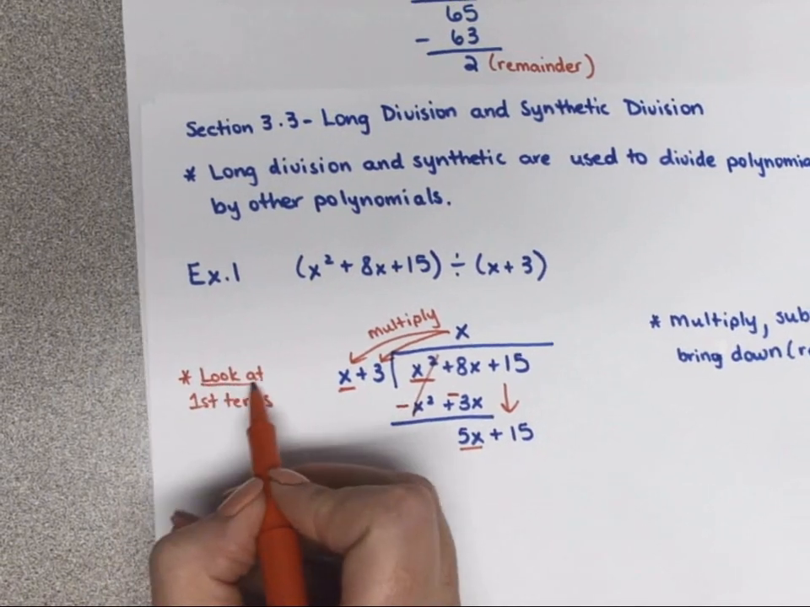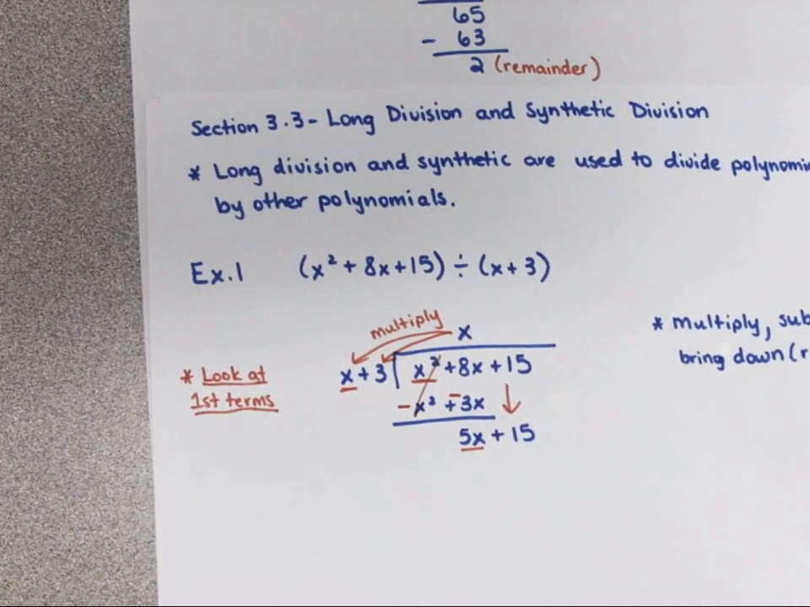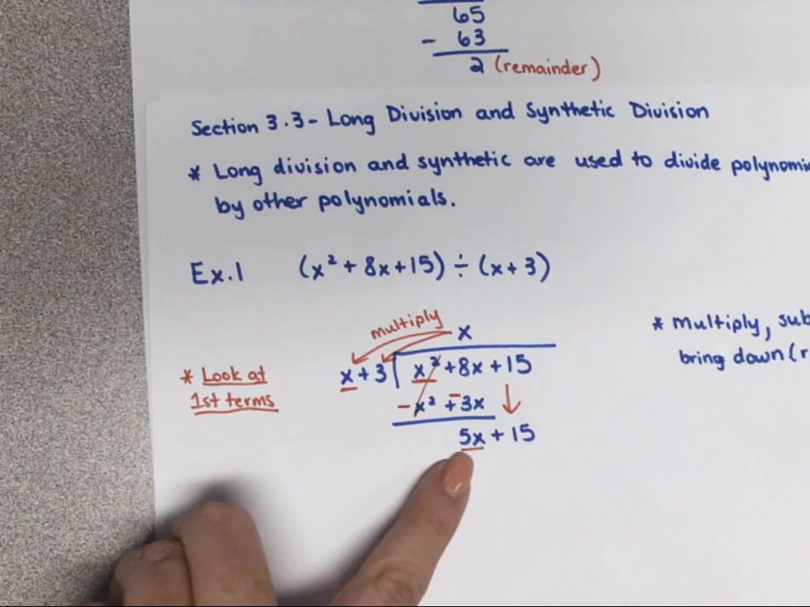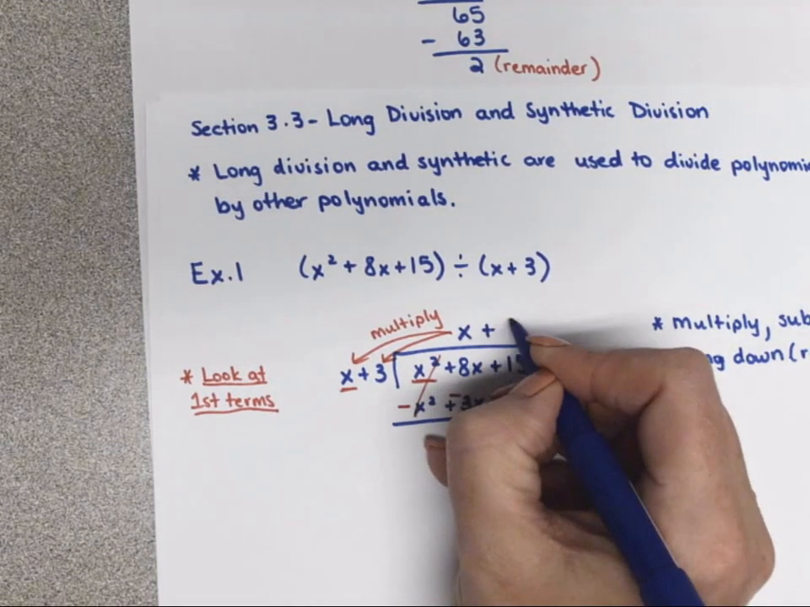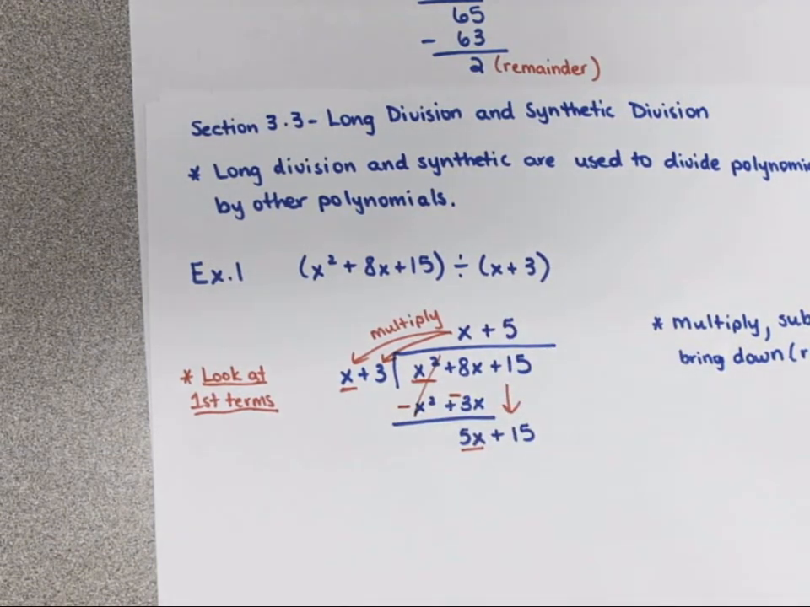Okay, remember we only look really at the first terms at first. So ask yourself, what would happen if I divided an x out of a 5x? What would I have left? Just a 5, right? So not a negative 5, but a positive. So I'm going to say plus 5.